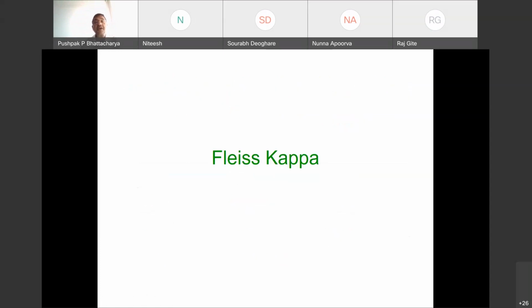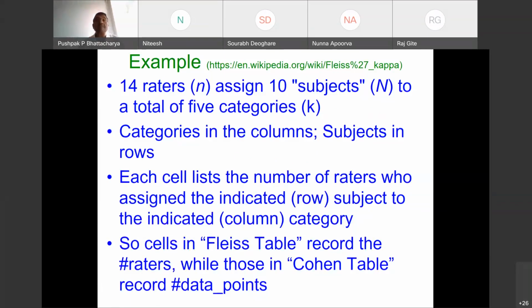Okay, so now we come to Fleiss Kappa, which is in our attention now, and I would like to give you solid examples of Fleiss Kappa usage in the context of projects going on in our lab. This example is very frequently used in many YouTube videos also, you will see. This is from Wikipedia, which gives a nice description of what Fleiss Kappa is.